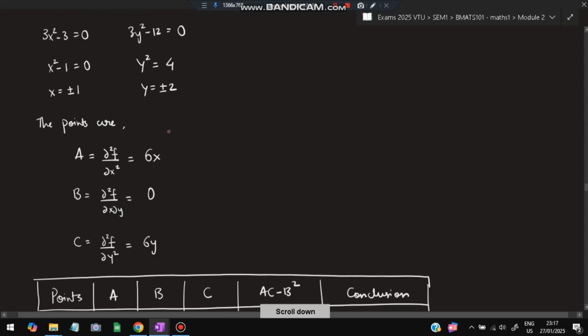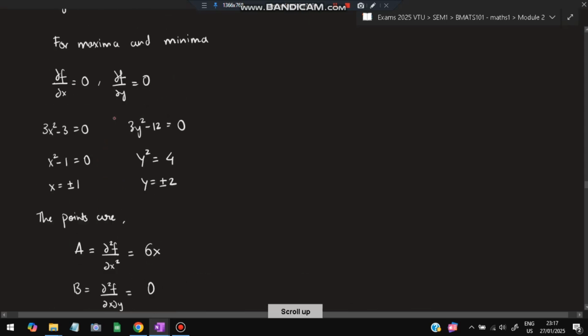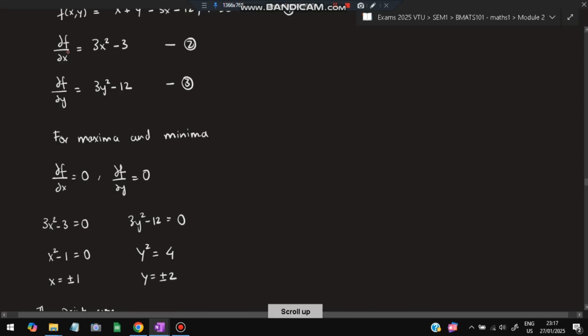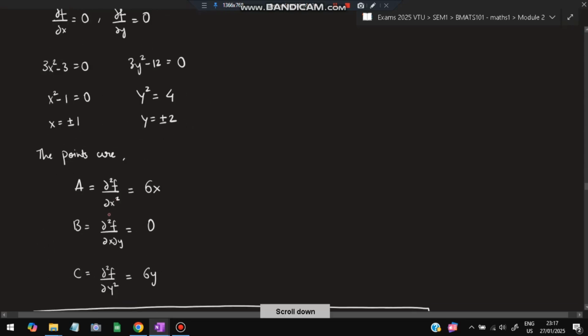Your fourth step is to write the values of a, b, c. This is the formula which we need to use. What is a, b, c? A is nothing but del square f by del x square. That means the df by dx value which you got, again differentiate this with respect to x. Again differentiating with respect to x, what we'll get, this will become 2 into 3, 6x, and minus 0, so it will become 6x. So del square f by del x square is equal to 6x.